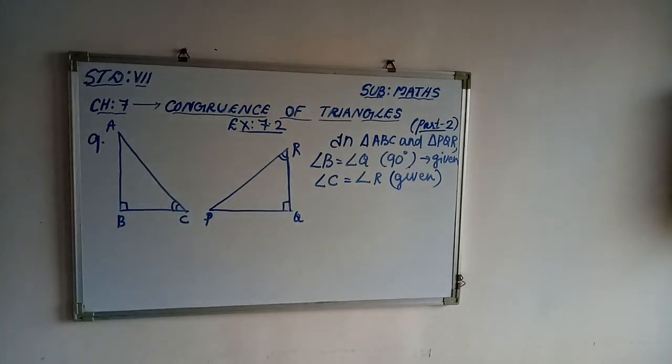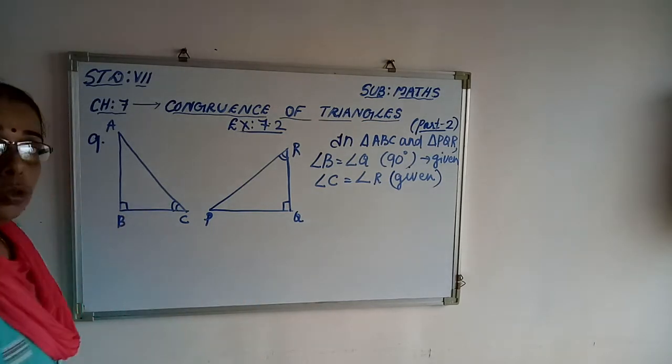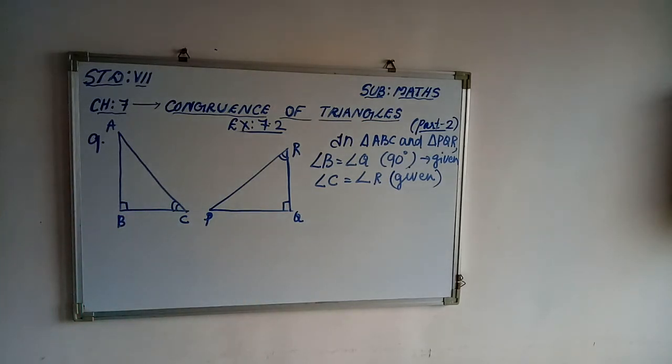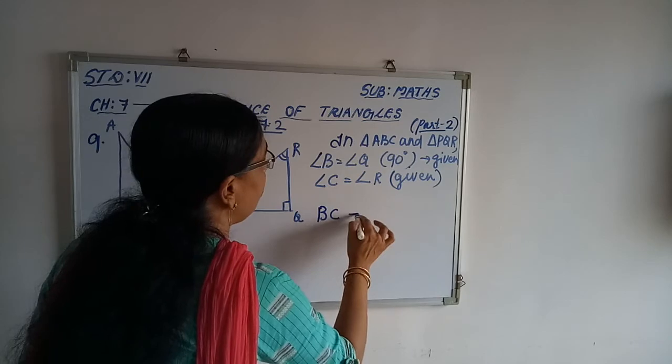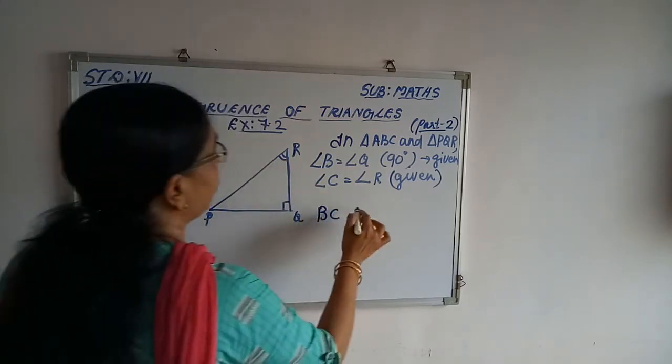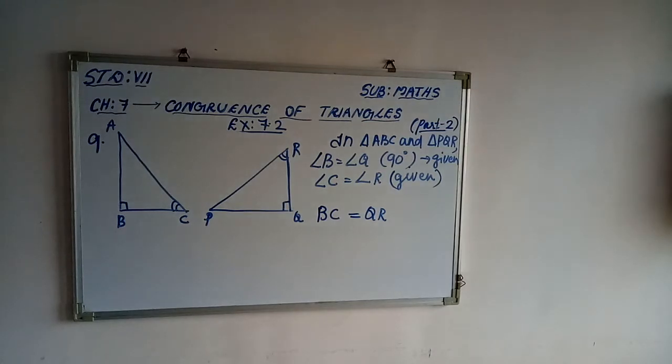So what will you write? If triangle ABC and triangle PQR are to be congruent, the included side between the two angles also should be equal. So here the included side between the two angles, that is BC, should be equal to QR. Understood the reason? So BC is equal to QR.